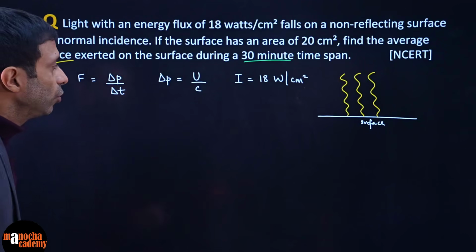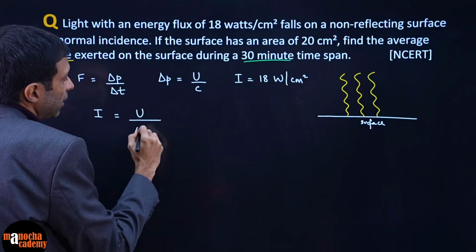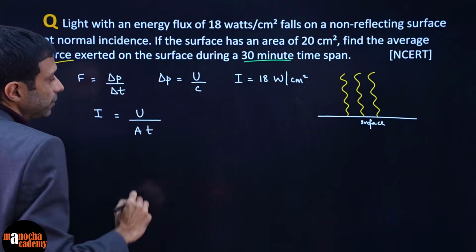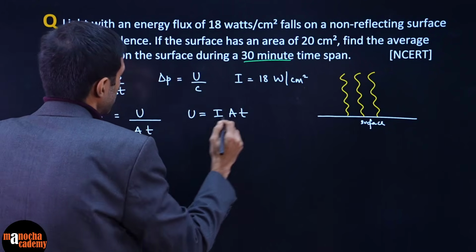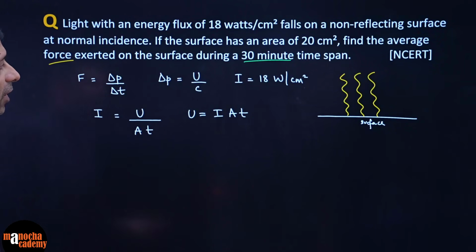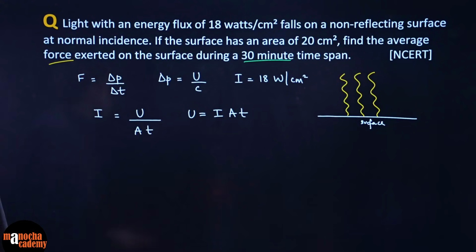From there, how do I get the u? We know that intensity is u by area and time. So will you guys agree with me that U is IAT? That's it. So can you guys calculate it for me? I think we can do it easily.